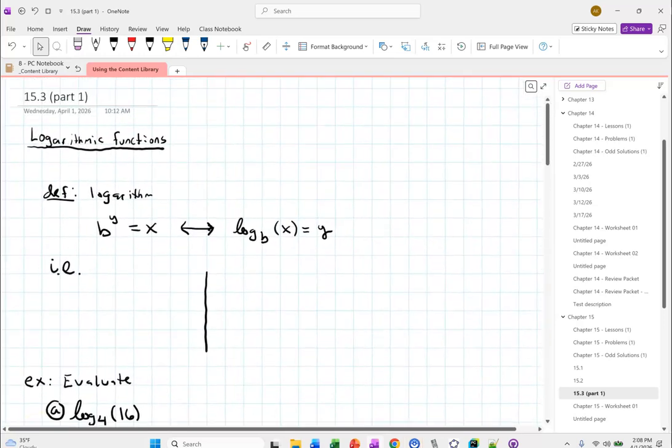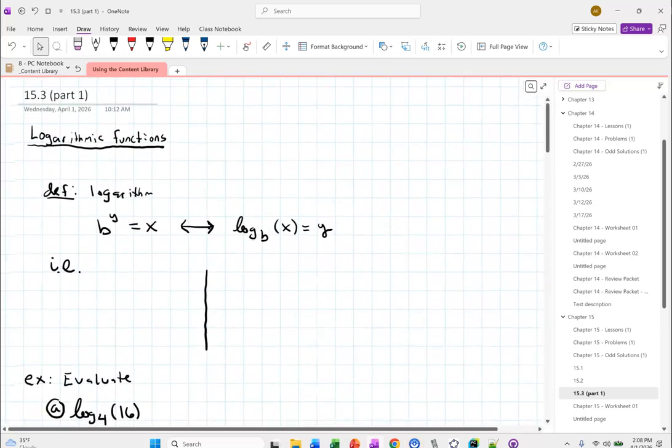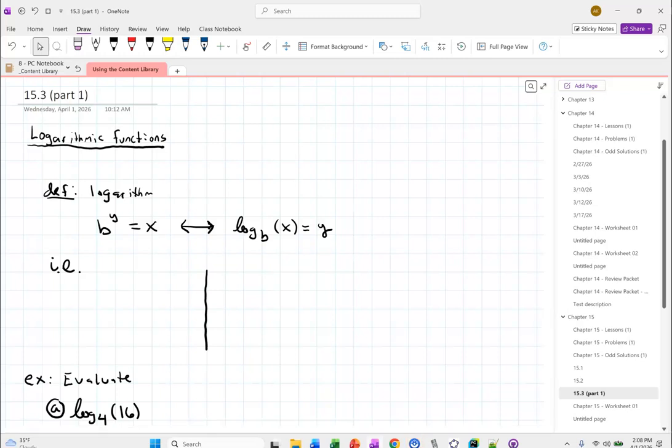Right here, folks. So in chapter 15, we've been looking at exponential, logistic, and logarithmic functions. On 15.1 and 15.2, we talked in pretty good depth about exponential and logistic functions. In 15.3 and 15.4, we're going to talk about logarithmic functions. I'm going to start that discussion here today in 15.3.